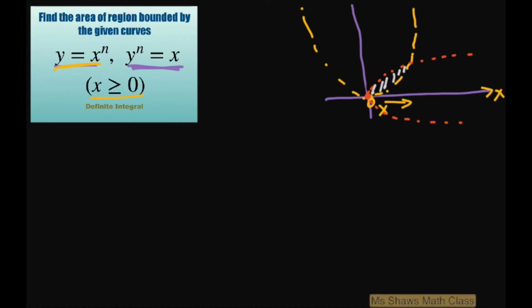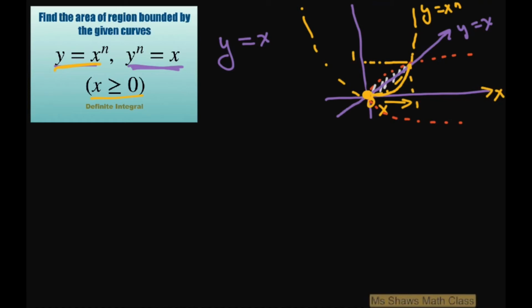Now, since they're inverses of each other, we could say they reflect over y equals x. So that means I can draw this line here, y equals x. This lower bound here is y equals x to the power of n. We already see one intersection point is at 0, 0. We can also surmise, if you want, that this intersection point is 1, 1.